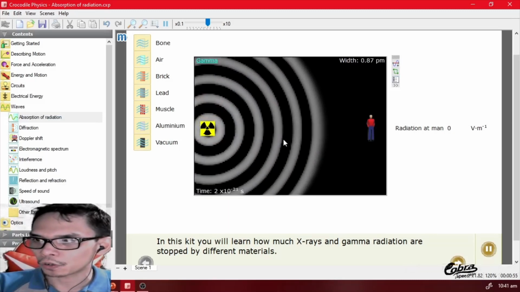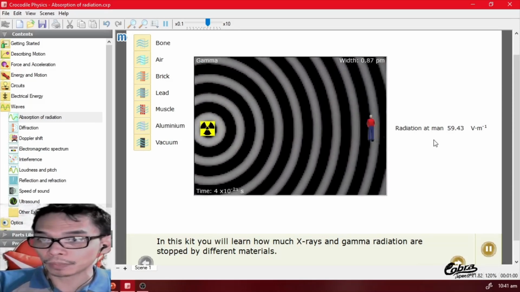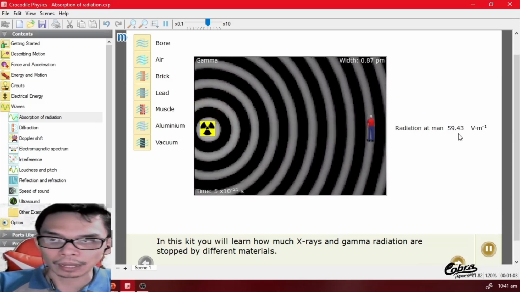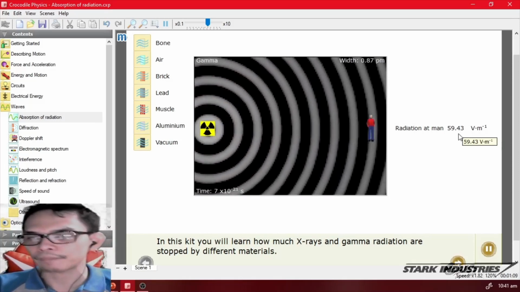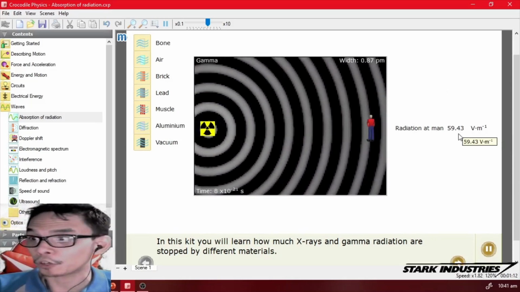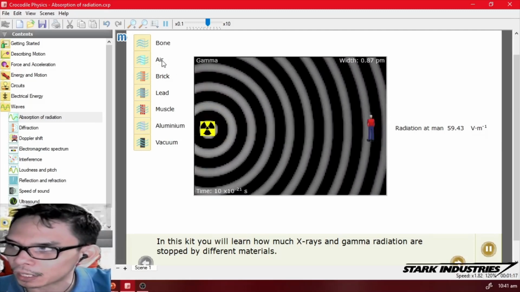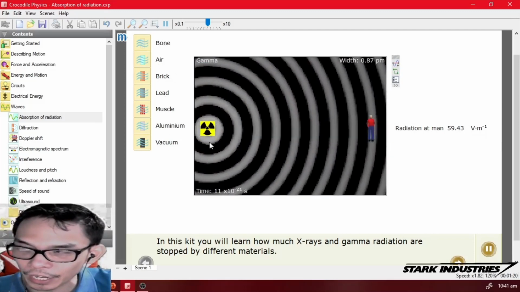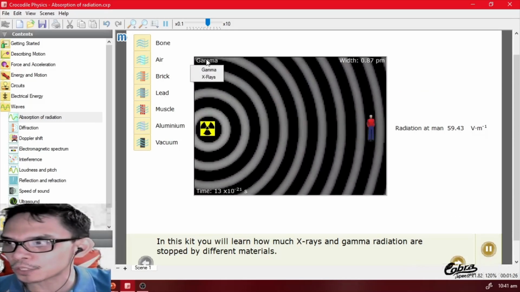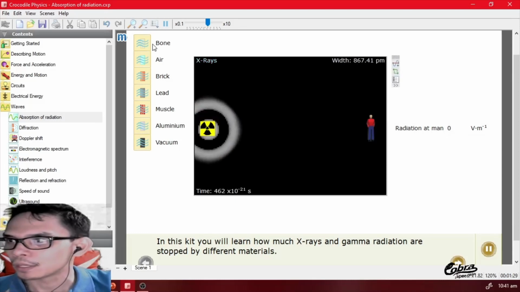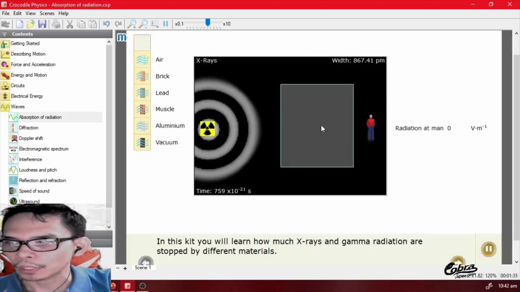So gamma ray radiation is the same thing, but it is higher in terms of decimal place: 59.43. Now, which of these materials can block this ionizing radiation? Obviously, let's start first with the X-ray. So obviously the bone.